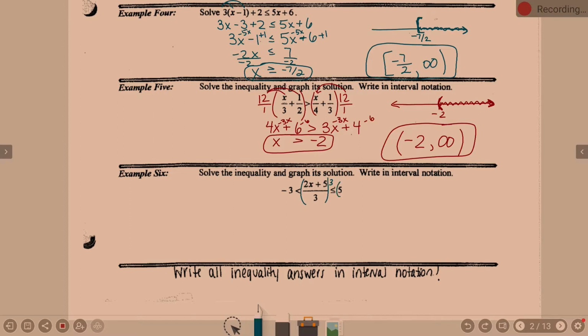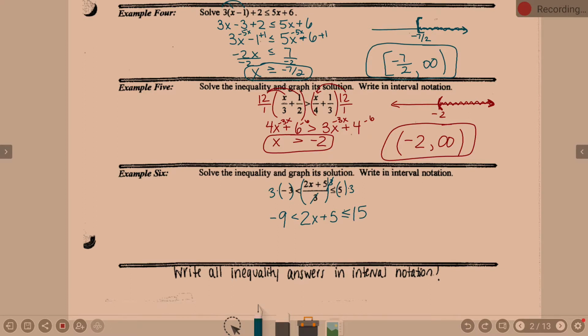So I'm going to multiply that piece by 3, I'll multiply that piece by 3, and multiply that piece by 3. It is so easy to overlook a piece, so be careful. 3 times negative 3 is negative 9, less than. When I multiply the middle by 3, the 3 cancels. 2x plus 5, less than or equal to 15.